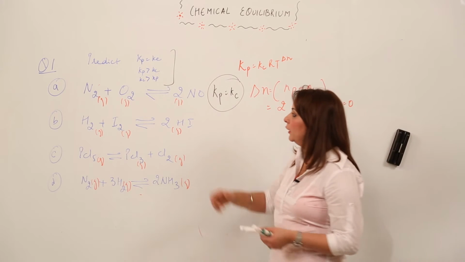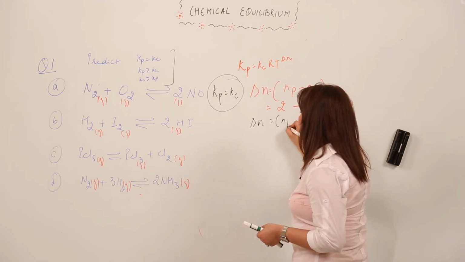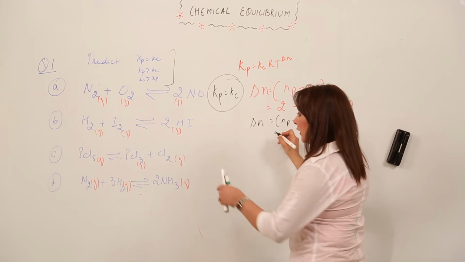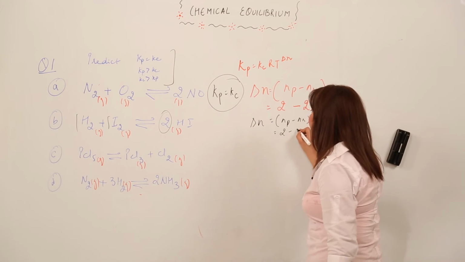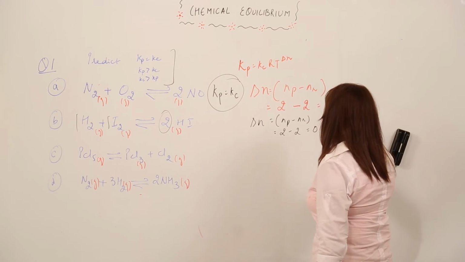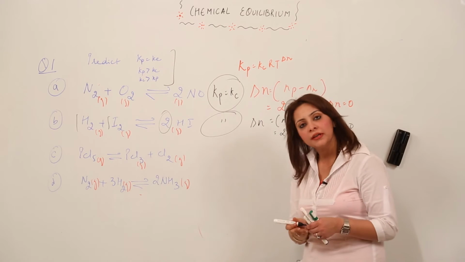So we look at the second equation. Again here Δn is equal to product minus reactant: product 2, reactant 1 and 1. So again we get 0, that means Δn is 0. The same result, that is Kp is equal to Kc, right?